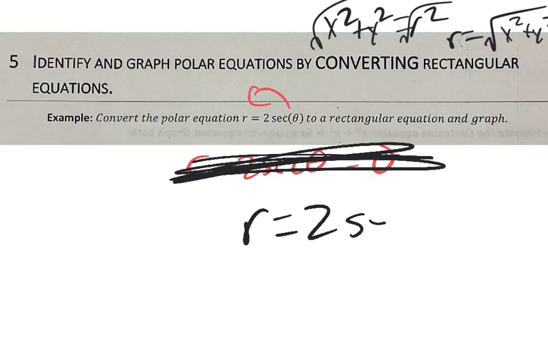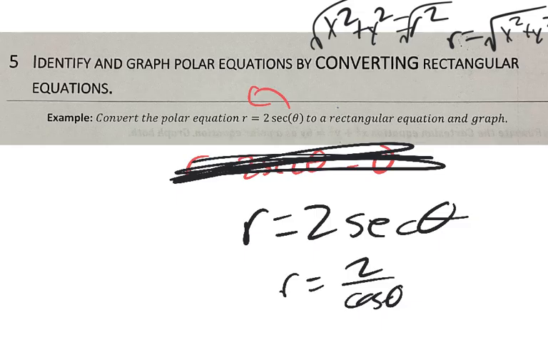R equals 2 secant of theta, but I hate secant. So R equals 2 over cosine theta, because if I move secant to the denominator, I like that.